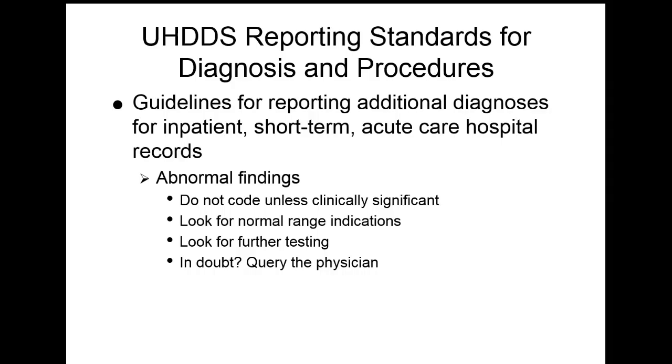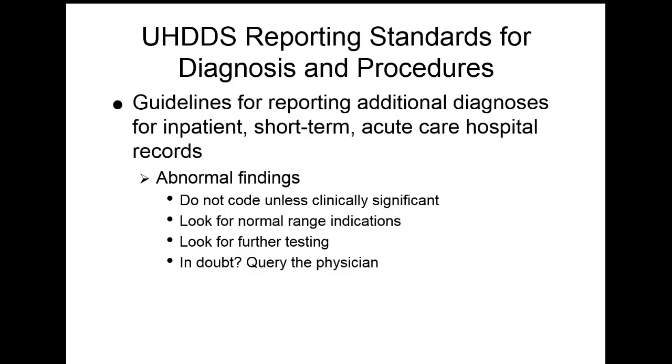So let's look at abnormal findings. What are abnormal findings? Abnormal findings are typically results that you will see when you are looking at certain types of ancillary reports. So for instance, if you're reading an X-ray report, or you're looking at a lab report, or you're looking at an EKG that's been interpreted, you may find abnormalities on those documents, and of course we would want to code them.